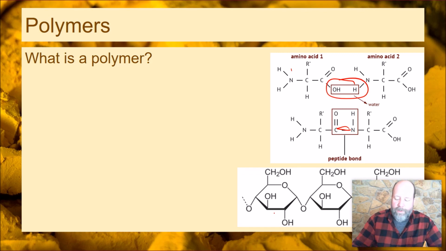But we also polymerize sugars, right? This bottom diagram is glucose chained together into starch. A polymer of nucleotides, that's what DNA or RNA are. So it's just a chain of repeating units. And the units don't have to be identical, but they should be similar.